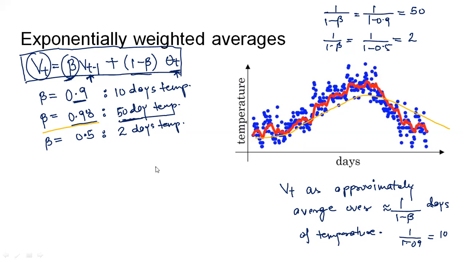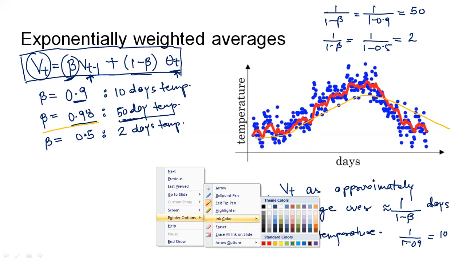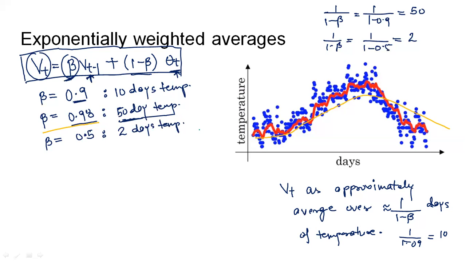So in order to represent this in the graph, I take another color. Now what is the assumption here, how would my graph look? If the beta value was near 1, then the graph was smoother. But if I take the beta value of 0.5, which is approximately averaging over 2 days of temperature, then the graph would be a very noisy graph.